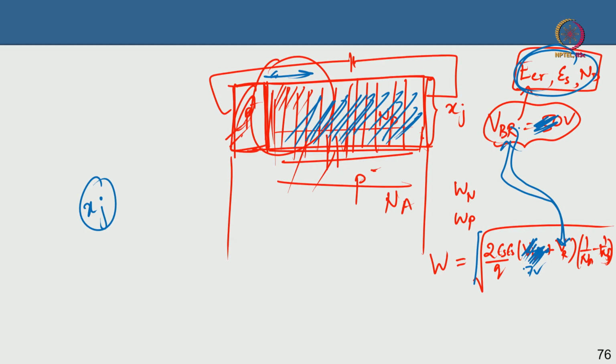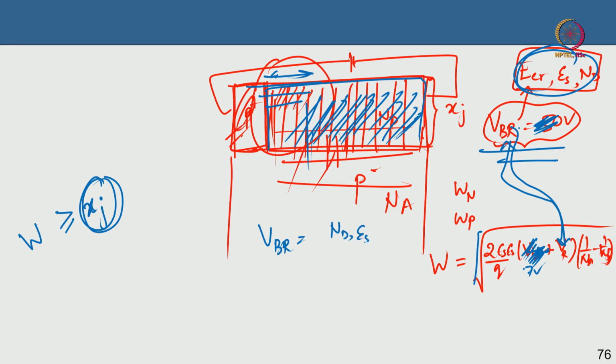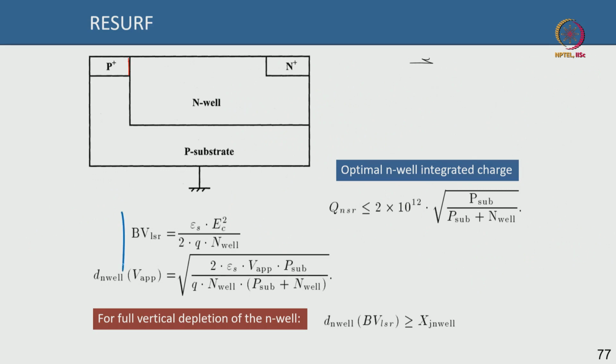That means the junction depth should be less than or equal to the depletion that happens because of the vertical depletion. The vertical depletion should be more than or equal to the junction depth at the breakdown voltage, before the breakdown happens. So, in the lateral direction you first find the breakdown voltage as a function of the doping, the dielectric constant, and the critical electric field, which is precisely this. Here N well is your Nd, the doping in the well. This is your breakdown voltage in the lateral direction.